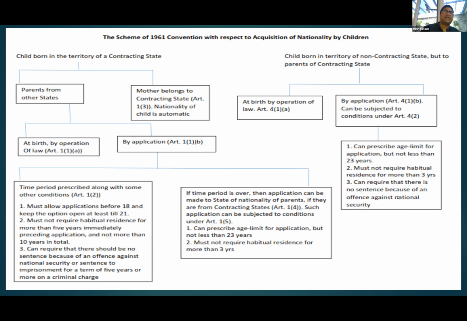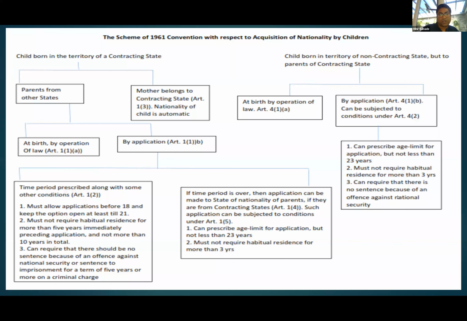So the presumption here is that if a child and the parents have lived in a country for some time, then they can't postpone indefinitely the application for acquisition of nationality. They must avail of this opportunity within a particular time. In addition to the time limitation, the convention does allow countries to prescribe other conditions if they so choose. So what are those? Number one, the convention says that if you prescribe a time period, countries must allow applications before 18 years of age and must keep the option open at least till 21 years of age. Countries can keep it much beyond 21 also, but at least till 21, the option of filing an application for acquisition of nationality must be open.